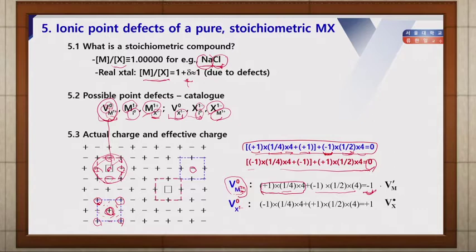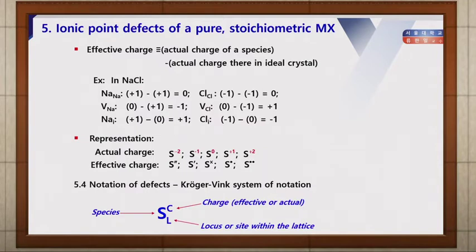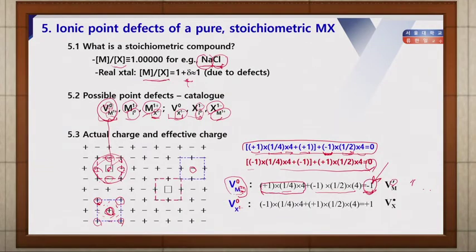So we would like to distinguish this actual charge from the effective charge. This is the actual effective charge of this repeating unit. So we call this one effective charge. And I would like to represent this effective charge as, say, a single prime. If it were of 2 units, then it would have 2 primes and so on. Okay, what about the anion vacancy?